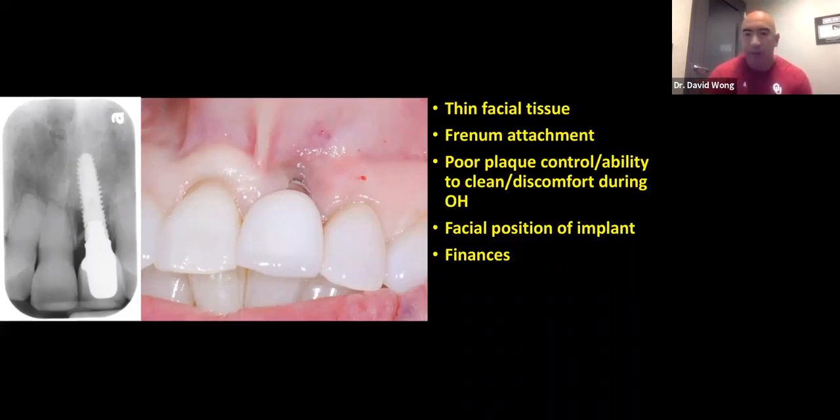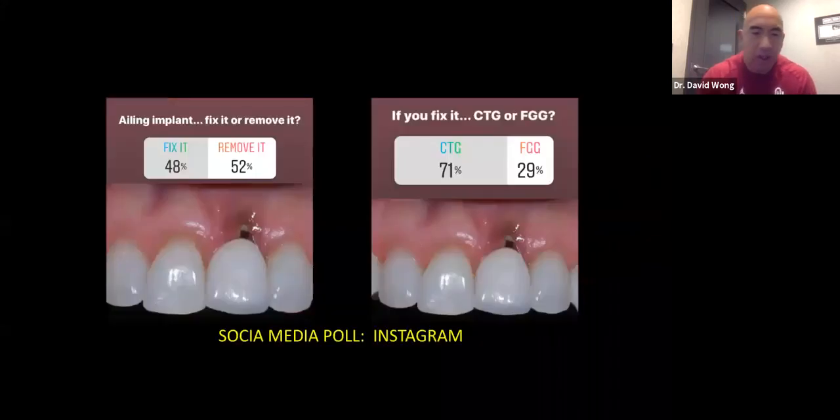Interesting thing about opinions in social media nowadays, I utilize things like Instagram just to kind of get a pulse on what people would like to do. So in this situation here, I just asked my followers what they would do with this ailing implant. Would they fix it or remove it? And actually more people wanted to remove this implant than fix it. And then the people who wanted to fix it, about 3/4 of them would prefer a connective tissue graft over a free gingival graft. And I always wonder why that is.